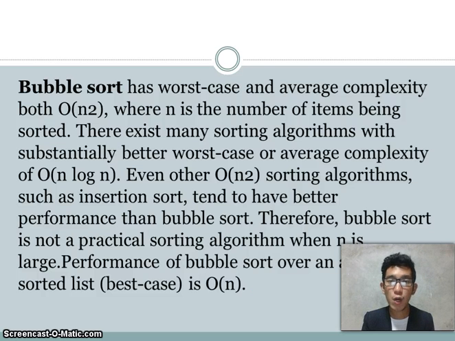Bubble sort has worst case and average complexity both O(n²), where n is the number of items being sorted. There exist many sorting algorithms with substantially better worst case or average complexity of O(n log n). Even other O(n²) sorting algorithms, such as insertion sort, tend to have better performance than bubble sort. Therefore, bubble sort is not a practical sorting algorithm when n is large. Performance of bubble sort over an already sorted list, best case, is O(n).